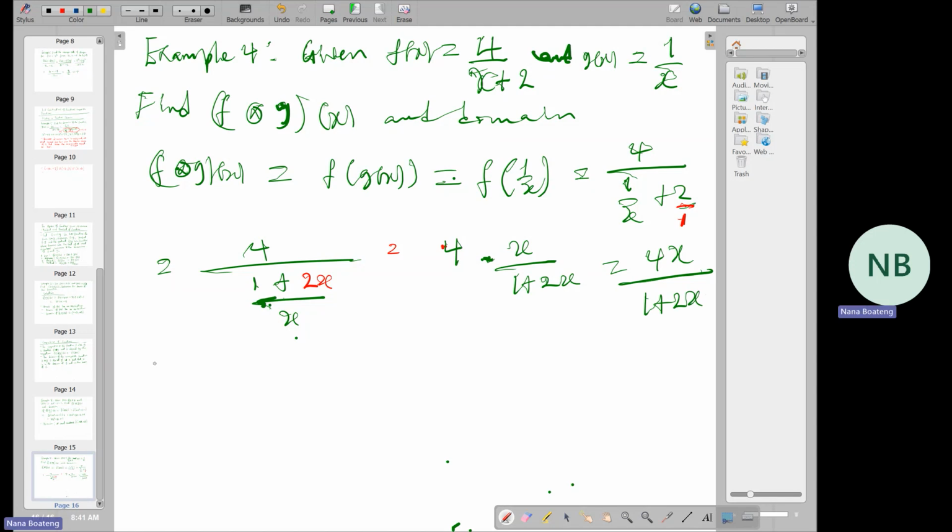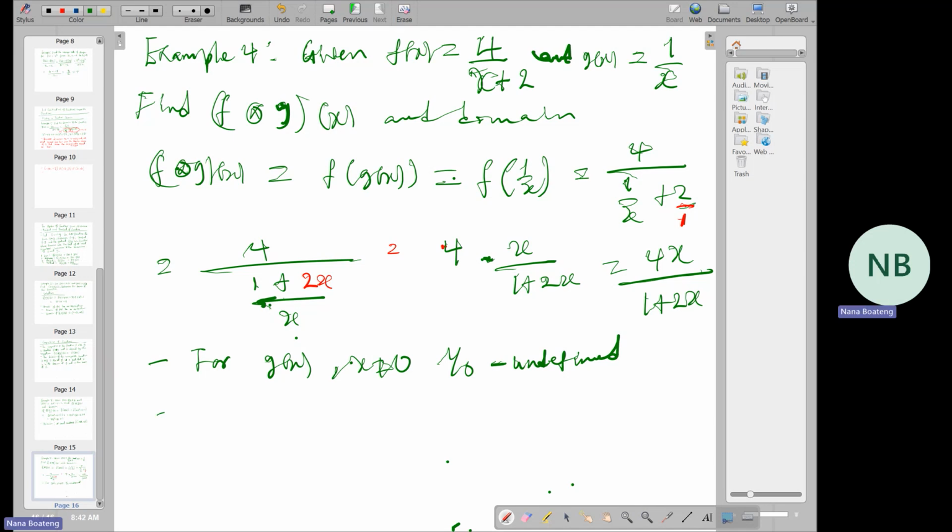Okay, so now let's look at how we can determine the domain. So for g of x, x cannot be 0, because if x is 0, we get 1 divided by 0, which is undefined. So for g of x, x cannot be 0.